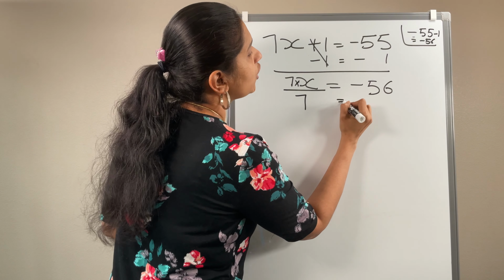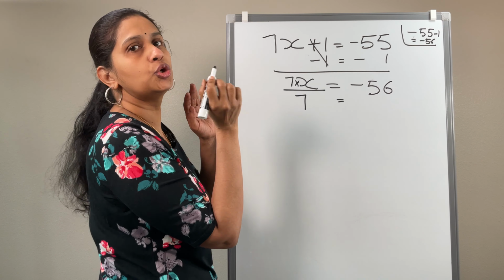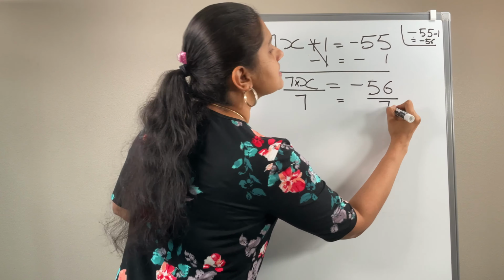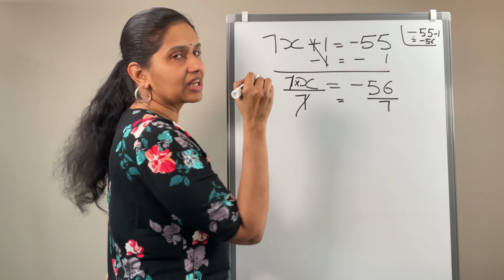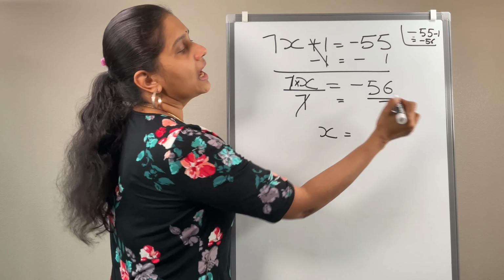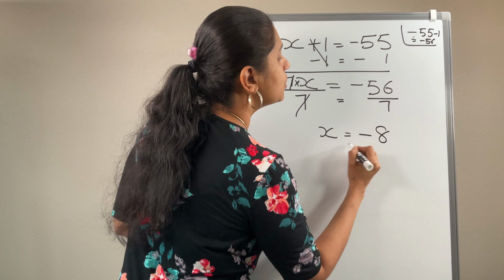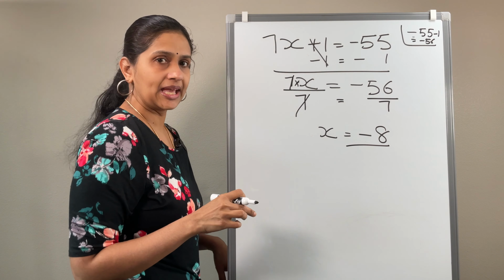When you do any operation on one side, whether add or multiplication or whatever, you should do the same thing on the other side also. Here it is division. So I am dividing by 7 on both the sides. So what will happen? 7 and 7 will get cancelled out. The variable x will become isolated, and minus 56 divided by 7 is going to be negative 8. So the value of x is going to be equal to negative 8.